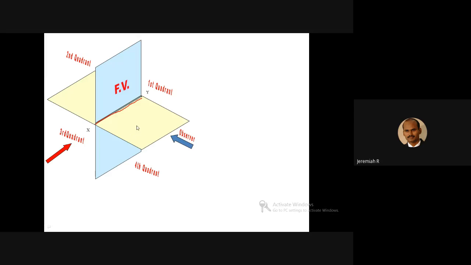So this plane is called HP, the horizontal plane. This is called VP, the vertical plane. This is called the reference line. So here also VP. What about here? This is called HP. This is called VP.